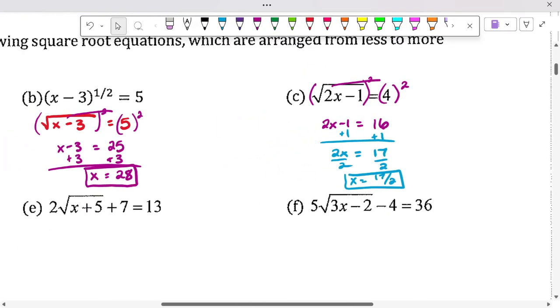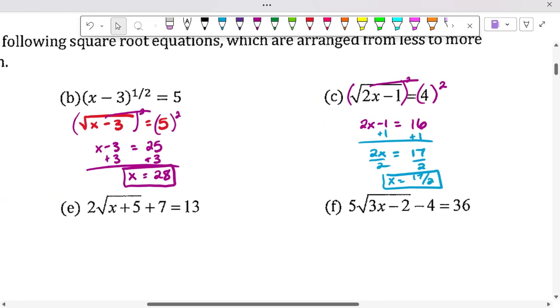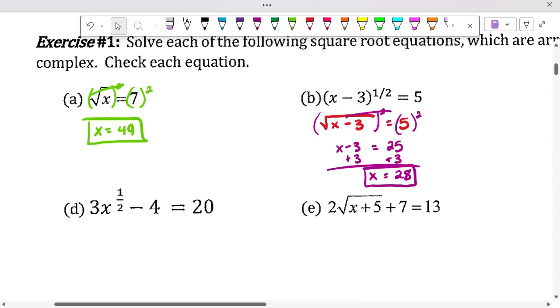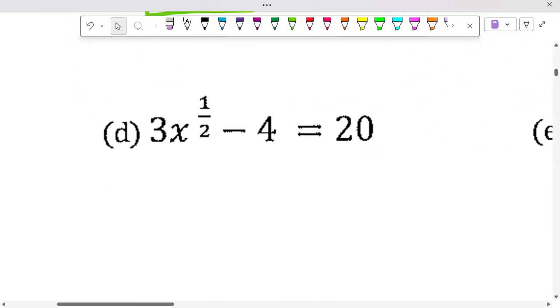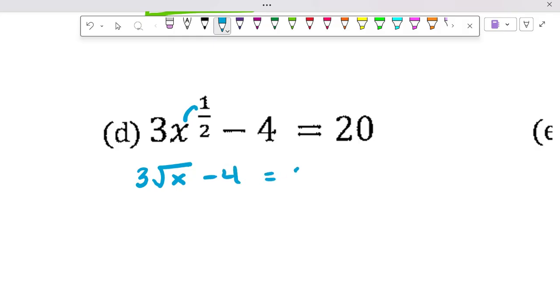All right, any questions on that one? All right, let's look at letter D. Okay, so this one has the fractional exponents. We got to be careful when we rewrite this. Okay, how do you think I would rewrite this? Not the 3x, just the x. Why is it just the x and not the 3x? No parentheses. So this 1/2 is only being applied to the x. So this will be 3 square root of x minus 4 is equal to 20.